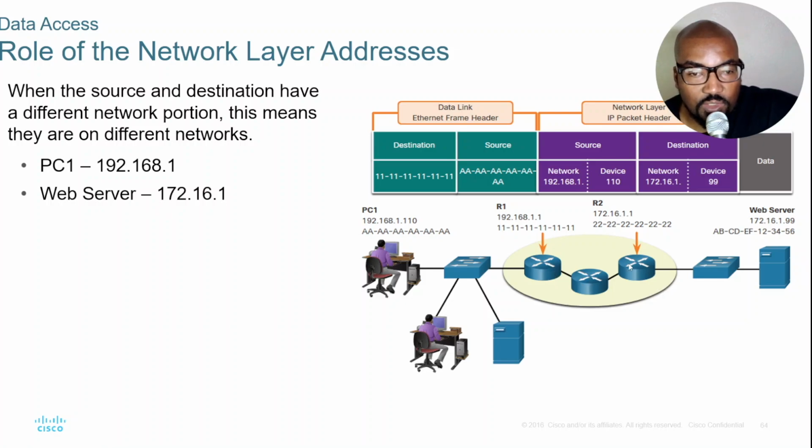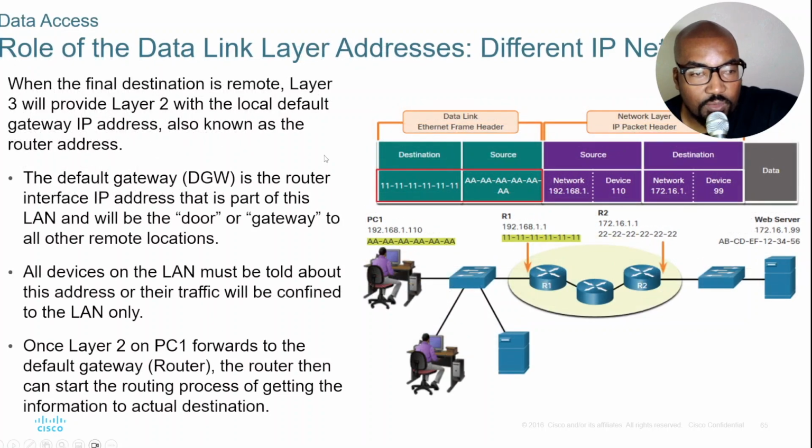I want you to see these little routers here. Actually, let me go to a different slide here. Okay, so the role of the data link layer addresses different IP networks. The default gateway is a router interface IP address that is part of the local area network and will be the door or gateway to other remote locations.